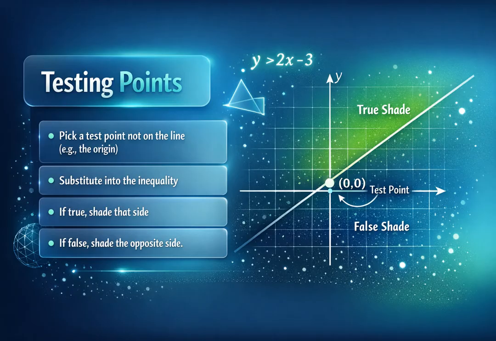Testing points is simple. Pick a point not on the line. The origin (0, 0) is easiest if the line doesn't pass through it. Substitute the coordinates into the inequality. If it makes the inequality true, shade that side. If false, shade the opposite side.